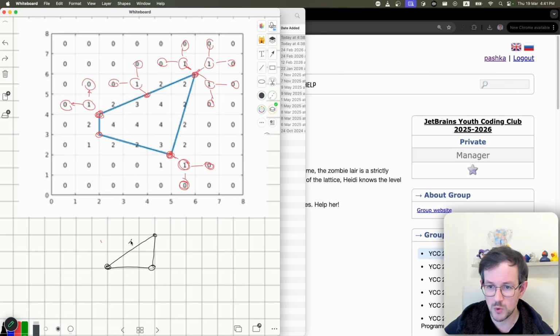Then this point will be 1, this point will be 0, this will be 0. But this corner is not a vertex of the polygon. So actually this method produces not only corners of the polygon, but also some points inside the polygon.